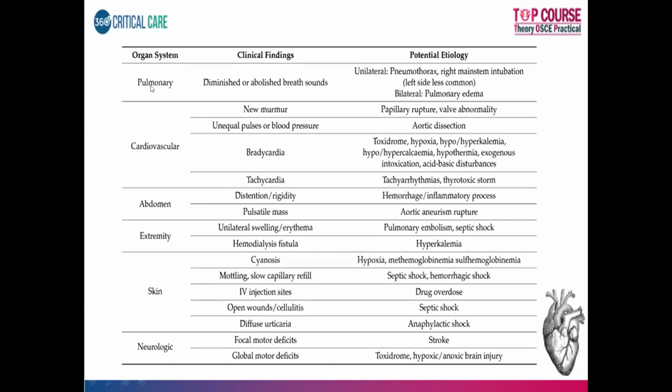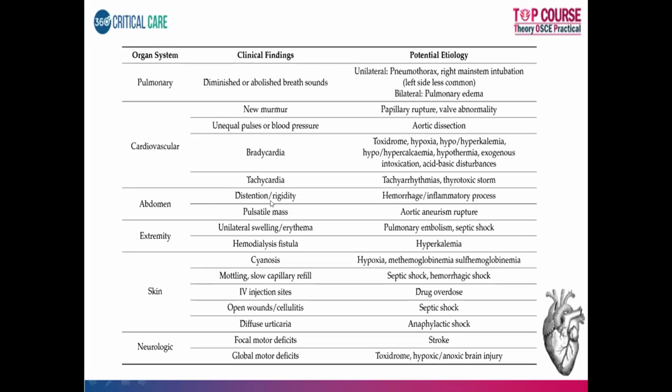Examples. If it is the pulmonary system, you see diminished or abolished breath sounds. If it is unilateral, then you think of pneumothorax or right mainstem intubation. If it is bilateral, you think of pulmonary edema as a cause of arrest. Similarly, in cardiovascular, if there is a new murmur, it could be secondary to papillary rupture or valve abnormalities. If you feel unequal pulses, as we have discussed, it could be aortic dissection, or it could be arrhythmias and the causes related to the same.